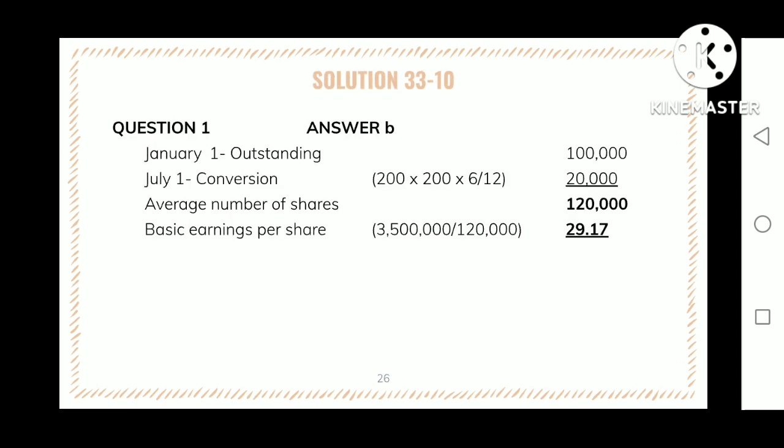On January 1, there are 100 ordinary shares outstanding. Then, on July 1, 200 bonds were converted into ordinary shares, and each bond was convertible into 200 ordinary shares. So, 200 times 200 times 6 over 12 is equal to 20,000. The average number of shares is equal to 120,000. The entity had a net income of 3.5 million. 3.5 million divided by 120,000 is equal to 29.17 basic earnings per share.